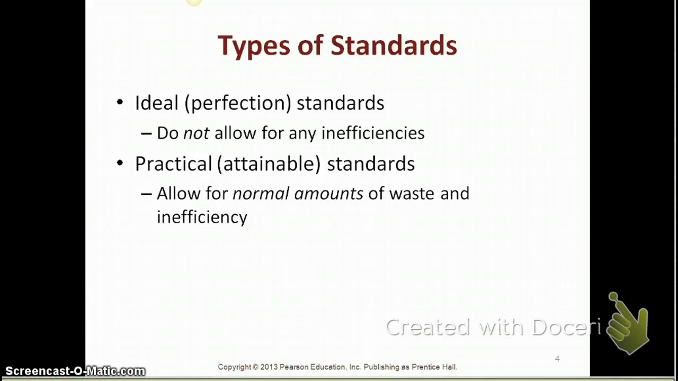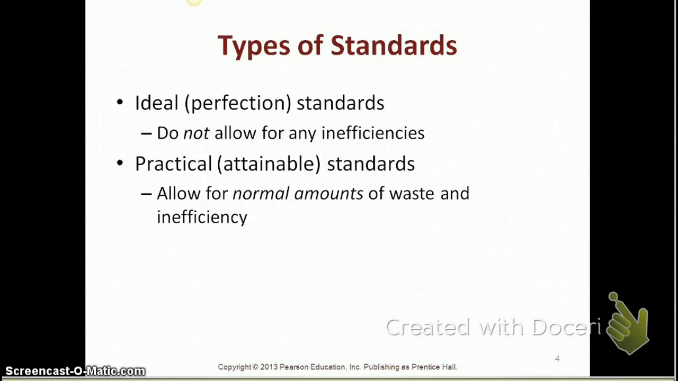But typically, we don't talk about ideal standards. We always talk about practical or attainable standards. These allow for normal amounts of waste and inefficiency. Going back to the exam again, if it's an exam with 40 questions, it would be practical to allow everybody to have 55 minutes or an hour to do a 40-minute exam. That gives you enough time to read, think about it, erase an answer if you make a mistake, but still be efficient about it. It's a normal amount of waste and inefficiency as opposed to ideal standards.